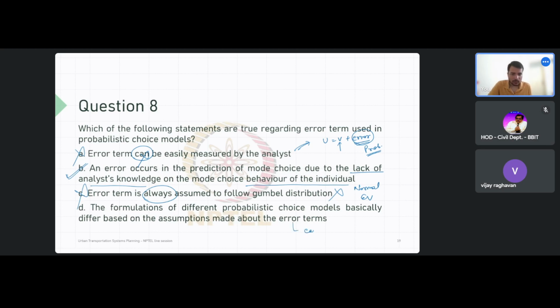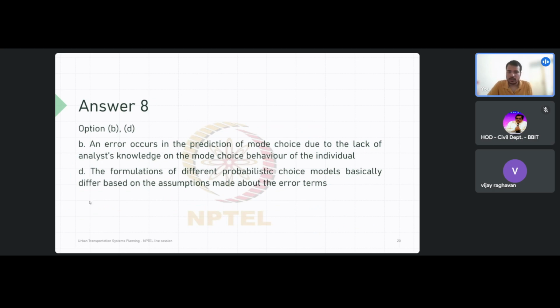Error terms can have different forms, and based on the different forms we have different models. That is given here also. So D is true. So option B and D are true. Other two are false.